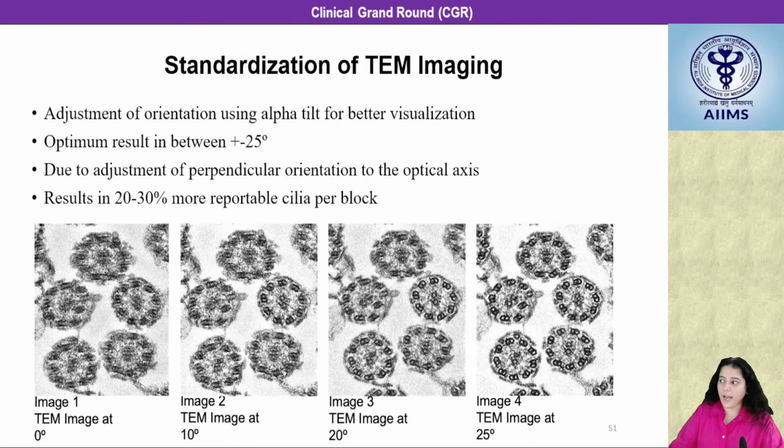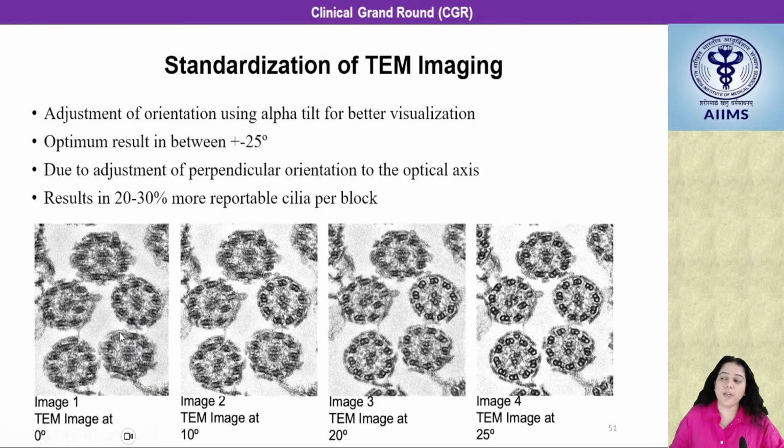So, as I have mentioned many times during my talk, I need the perpendicular orientation of the cilia for the imaging. And during sample preparation, we do not have control over the orientation of cilia, that is, how the cilia are embedded into the plastic resin and then cut by ultra sections. So we made some modification during the imaging. We made some adjustment using alpha tilt for better visualization. It improves the result by up to 20 to 30%. We can get more reportable cilia per block. You can understand this by these images.